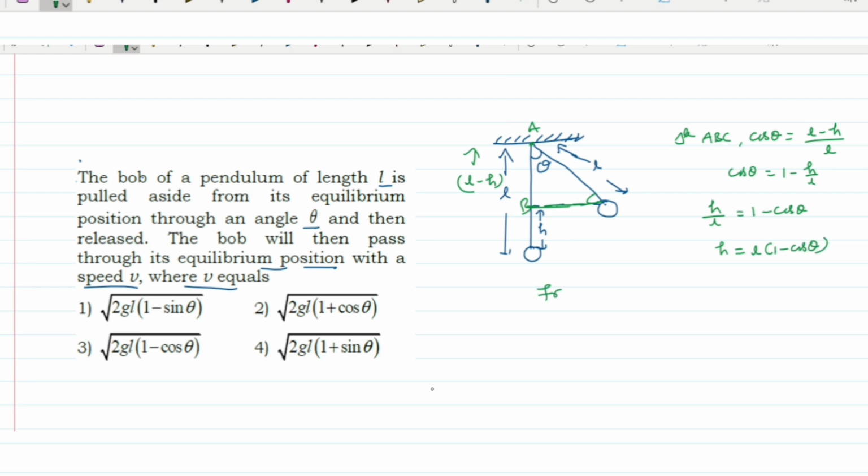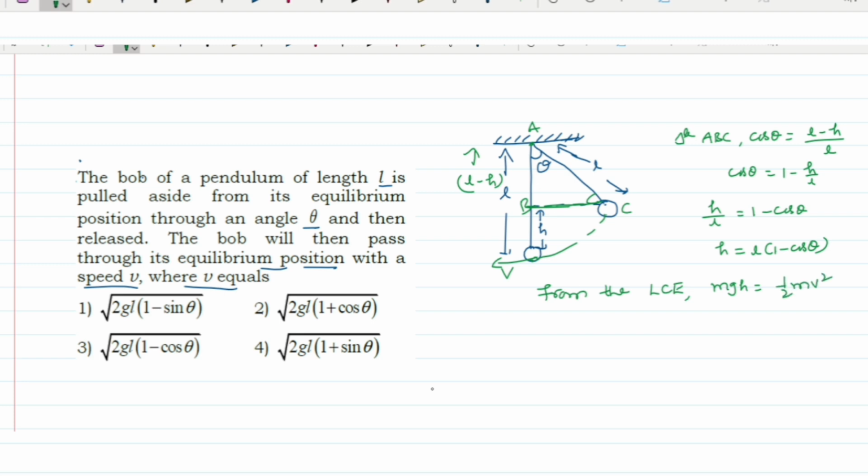Now you can apply the law of conservation of energy principle. What they are asking here is the velocity, right? At the equilibrium position with a speed v, when it comes back here, with what velocity is it going to be moving? At point C, potential energy has been converted into kinetic energy, that is half mv squared.